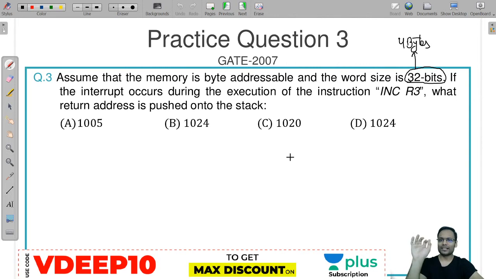So you need to understand this first, that whenever an interrupt occurs during any instruction execution, then the CPU will have to finish the current instruction execution. And after that only the CPU will go for interrupt service. The CPU needs to finish the current instruction execution, and after that only the CPU can go for interrupt service.